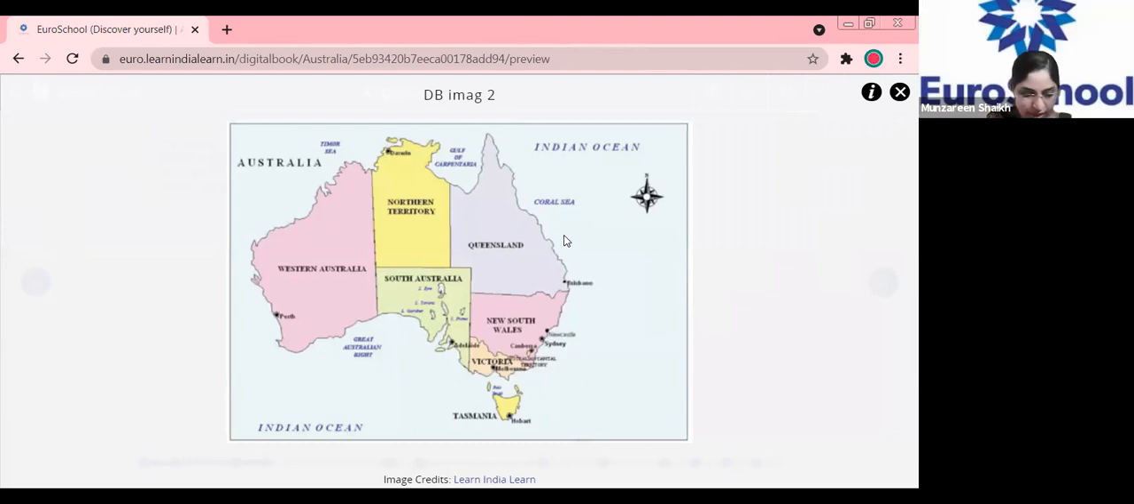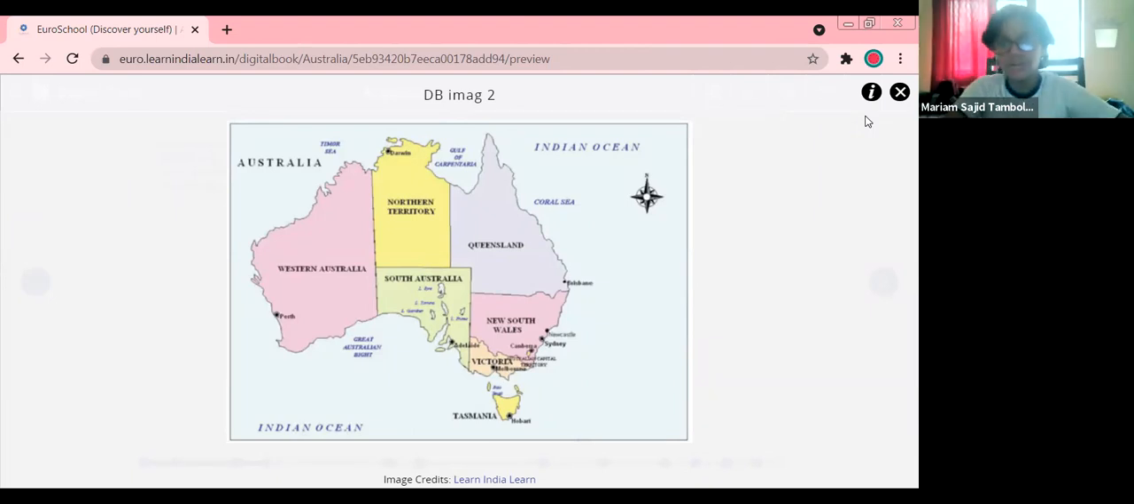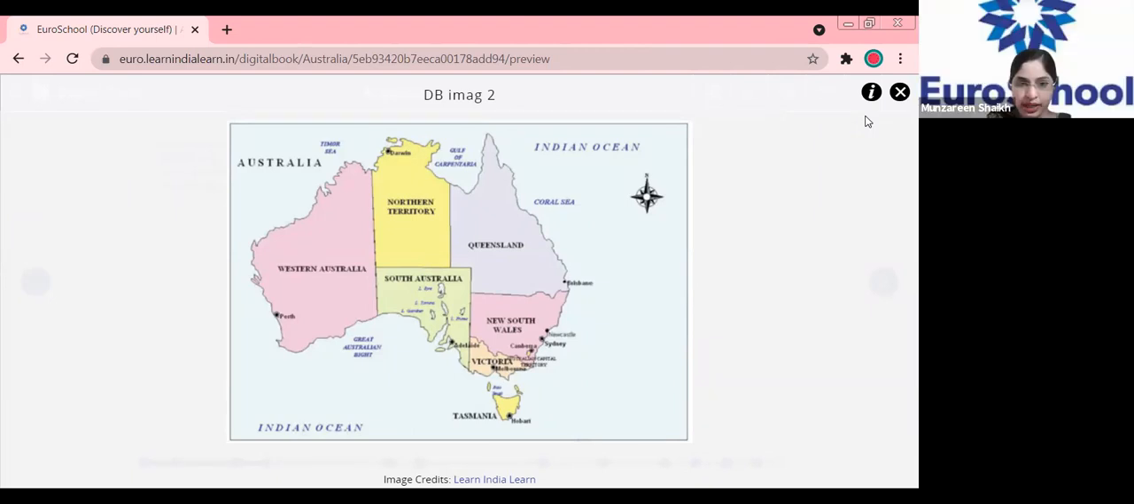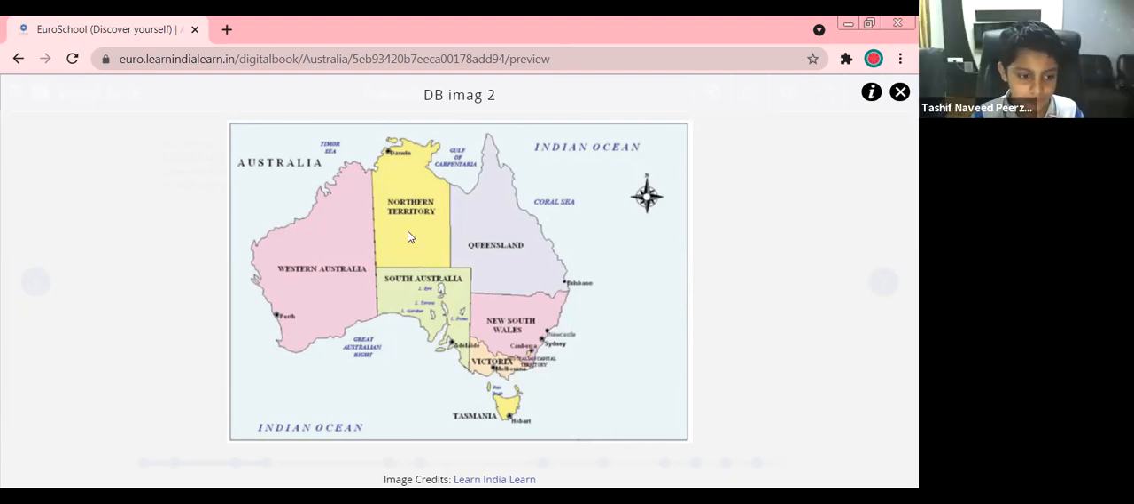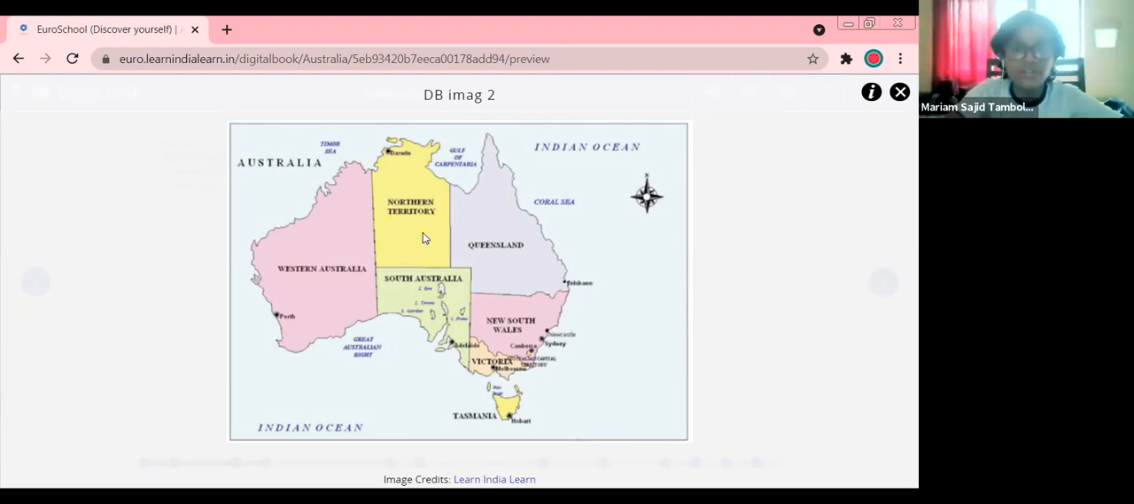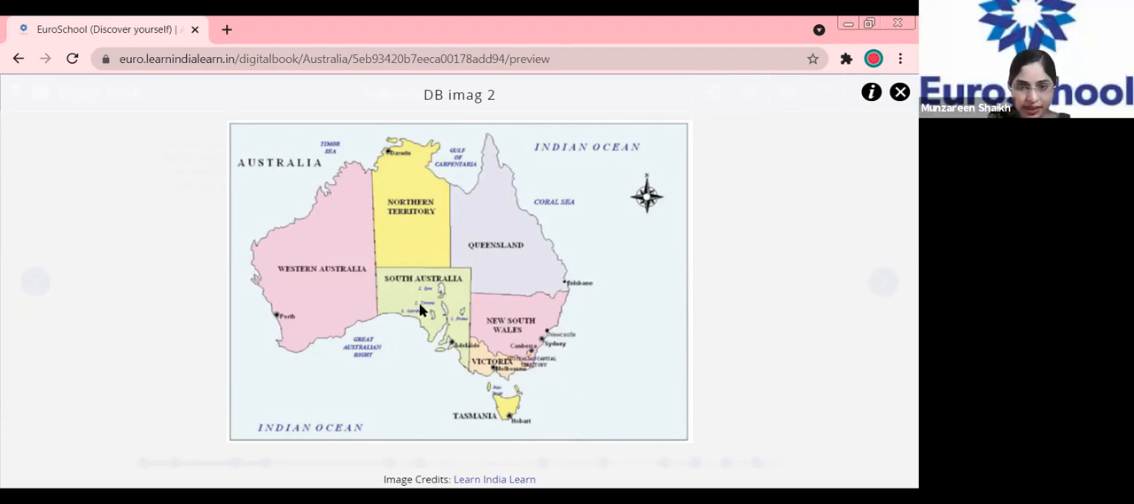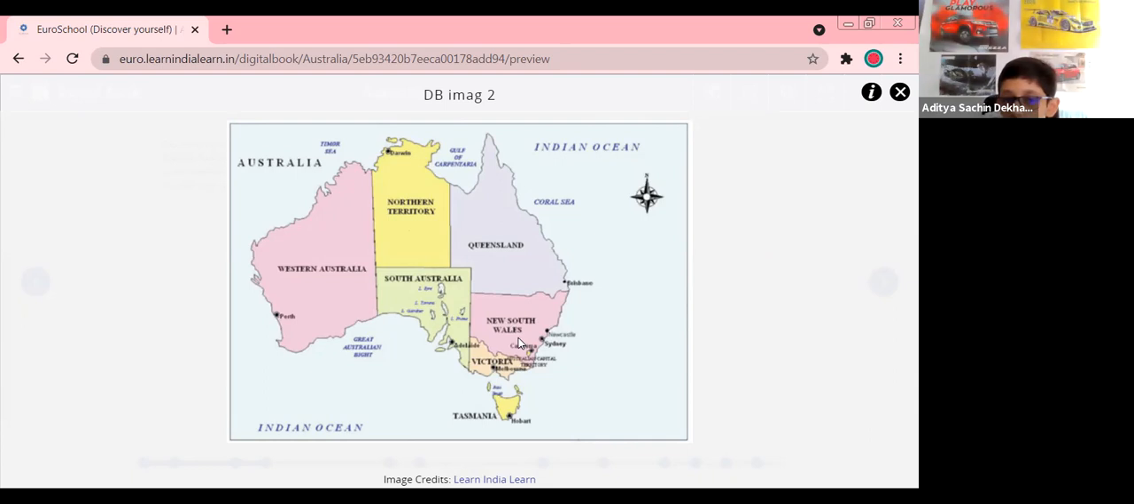And 2 self-governing territories. Which are the 2 self-governing territories of Australia? Number 1, Northern Territory, and number 2, Australian Capital Territory. Where is it? Can you show it on the map? Where is the Northern Territory? Ma'am, the Northern Territory is over here, the yellow one. And next is Australian Capital Territory. Ma'am, it's there where Canberra is.